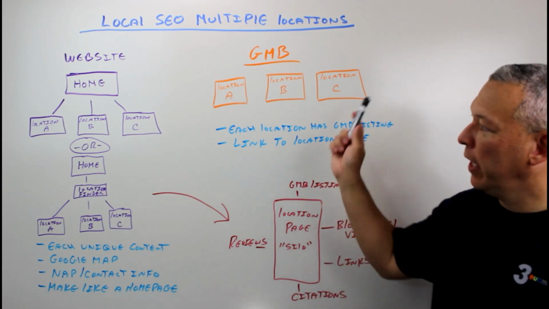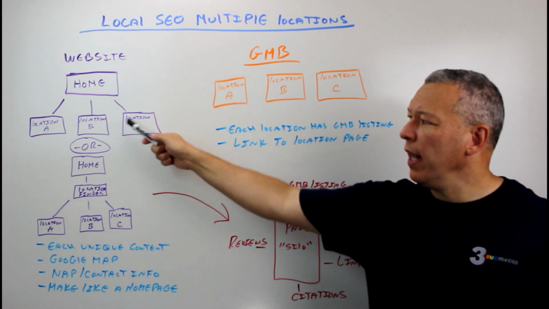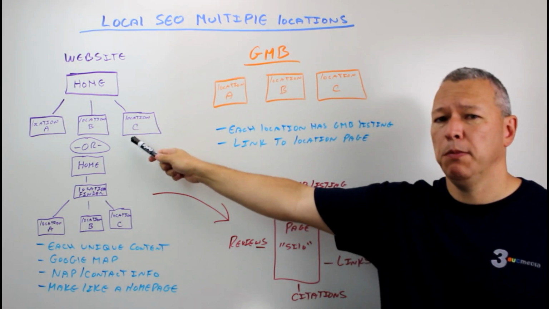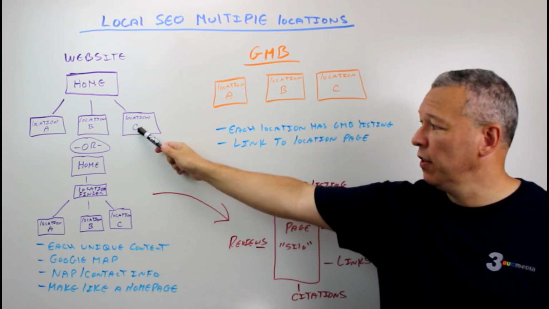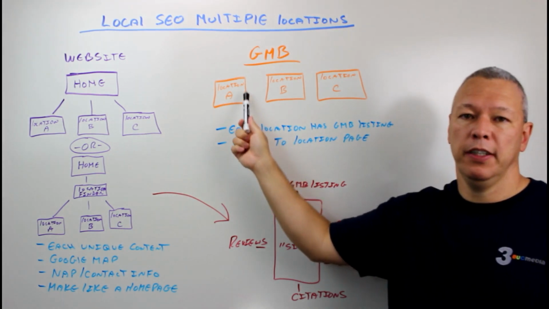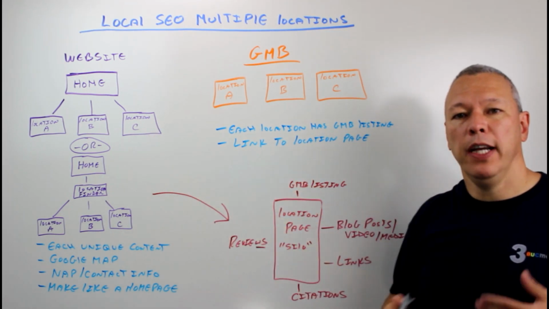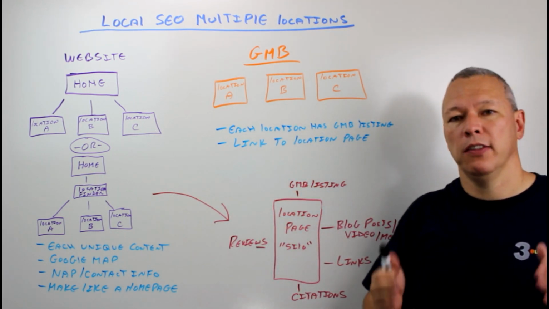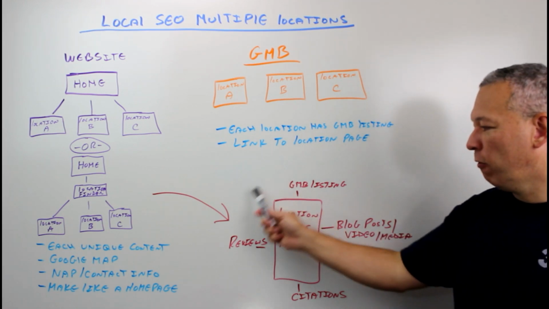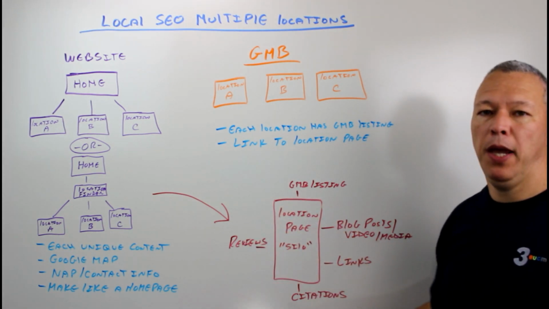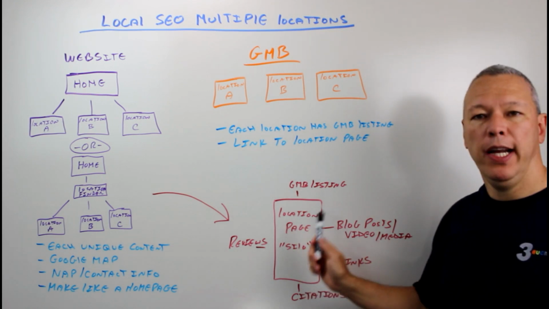Okay, so to recap, your home page, make sure you have individual location pages set up for each of your locations. Make sure your Google My Business listings are linking to your individual location pages. And for each location page, think of it as its own little website where you're going to run a little local SEO campaign specifically for each location.